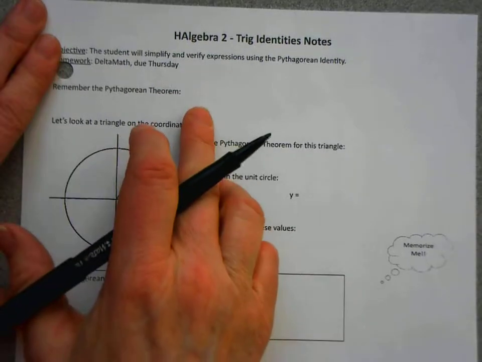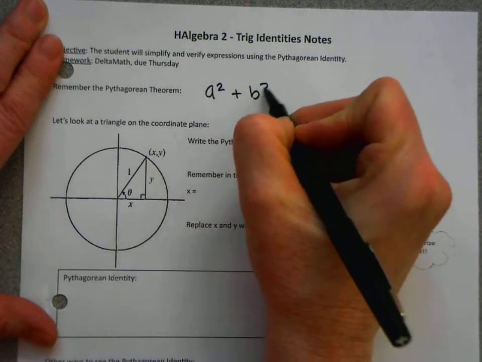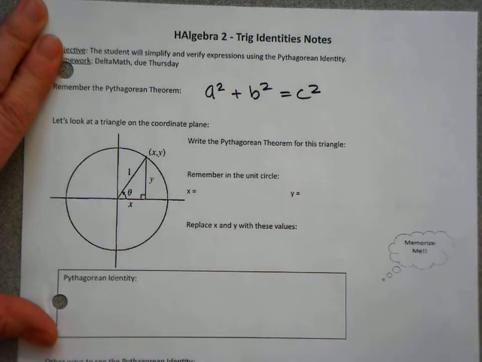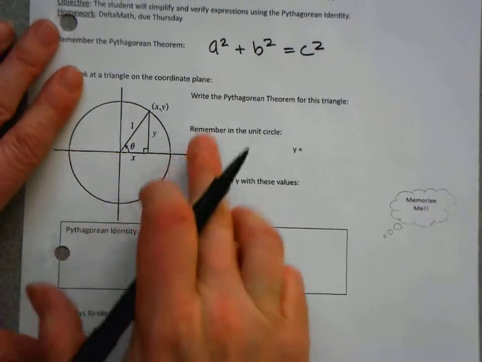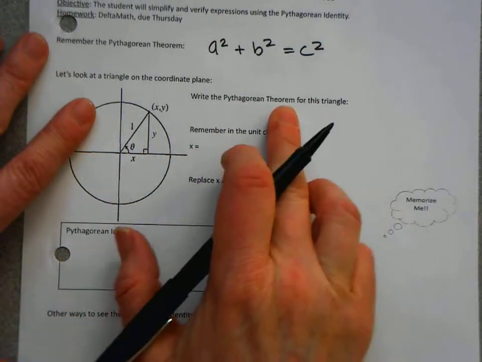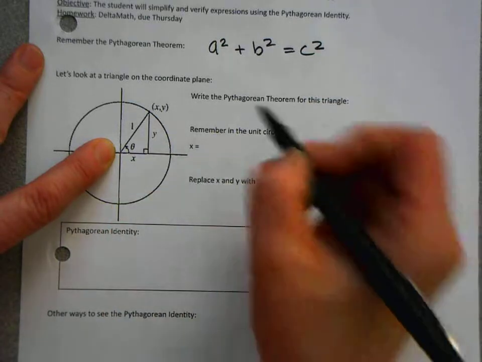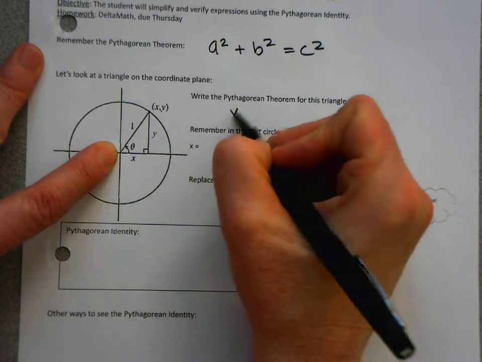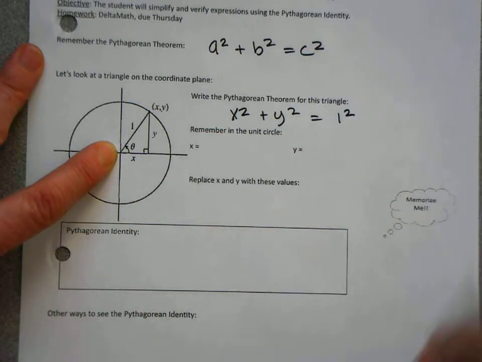Okay, so we start with the Pythagorean theorem. A squared plus b squared equals c squared, for a right triangle. Now we are very familiar with our unit circle. Let's write the Pythagorean theorem. If we have theta, and this is y and this is x and this is 1, so what do we have? We have x squared plus y squared equals 1 squared.